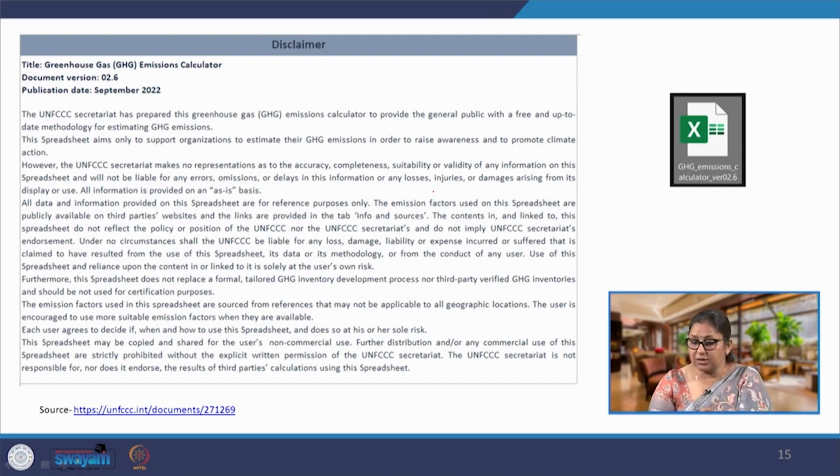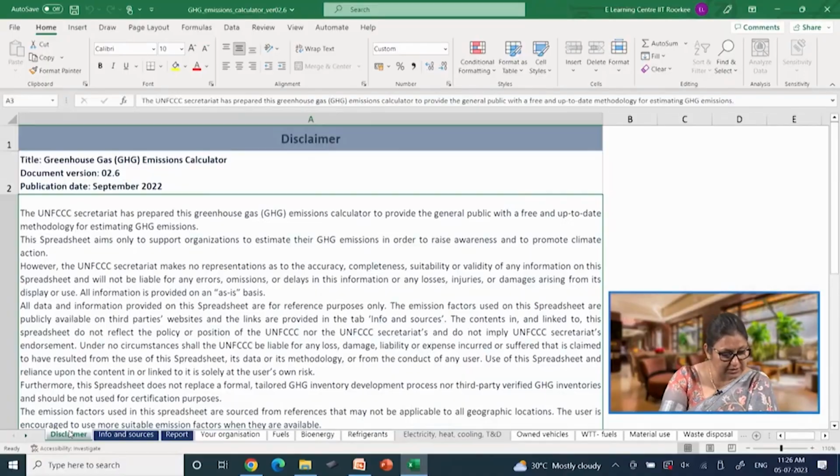What these calculators do is help an organization at least list its activities and have an idea of the range of emissions that is accruing. So, we will look at this calculator. Now, it comes with this disclaimer that the accuracy, completeness and suitability or validity of the information is not guaranteed, but it can be used for reference purposes.